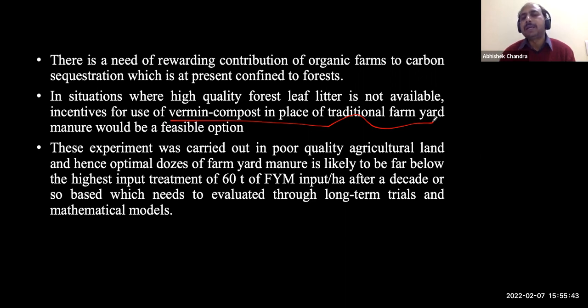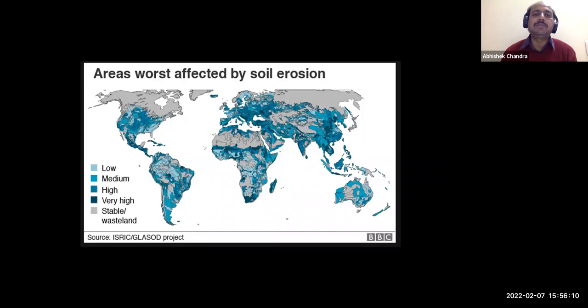And this experiment will be carried out on poor quality agriculture land. Hence, the optimum dose of farmyard manure is likely to be below the highest input of 30 kg farmyard manure over the decade, and a long-term trial and a mathematical model are required. So you can see here, it affects our entire land, and soil erosion is low, and in our India, it is the case of the highest vulnerability, because it is important.